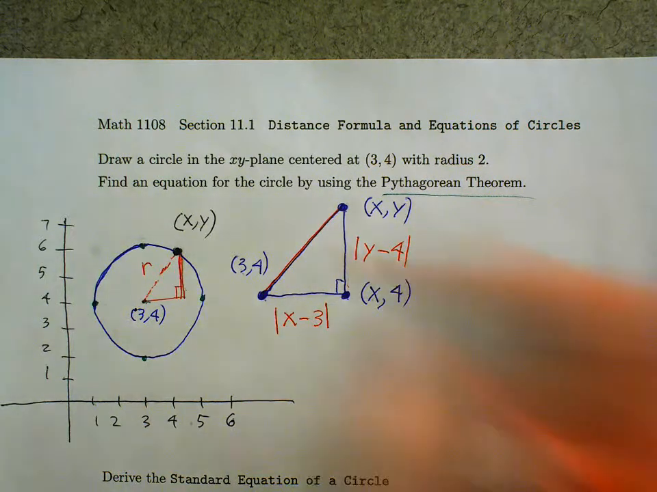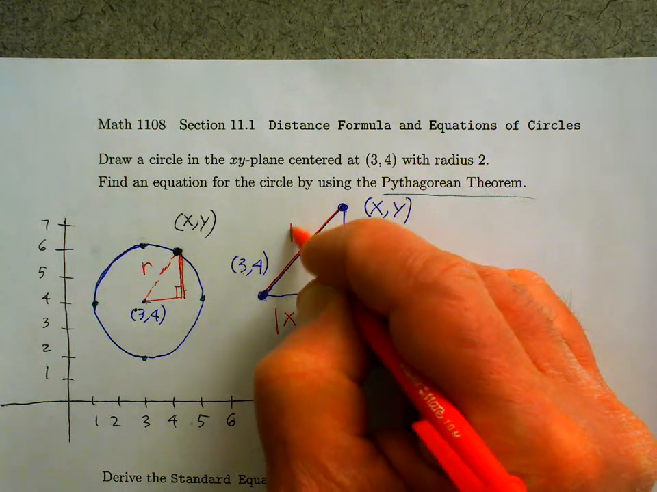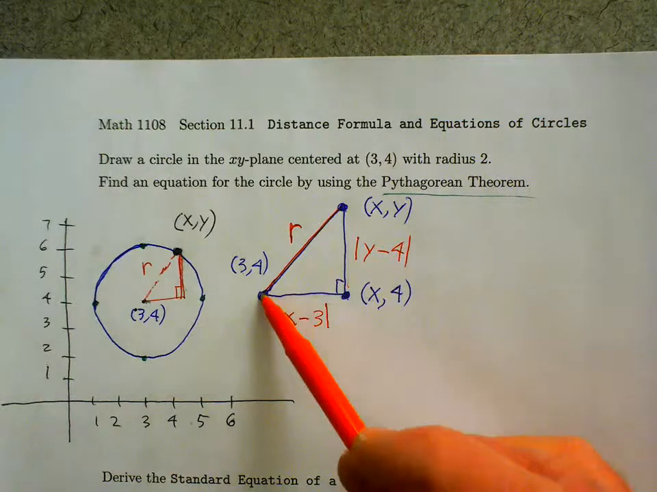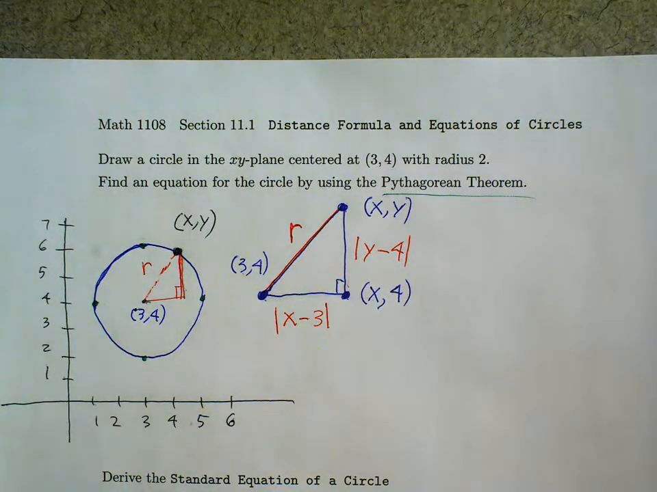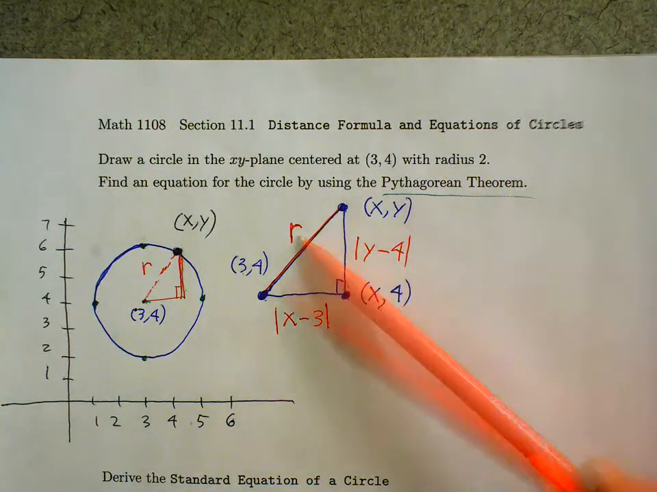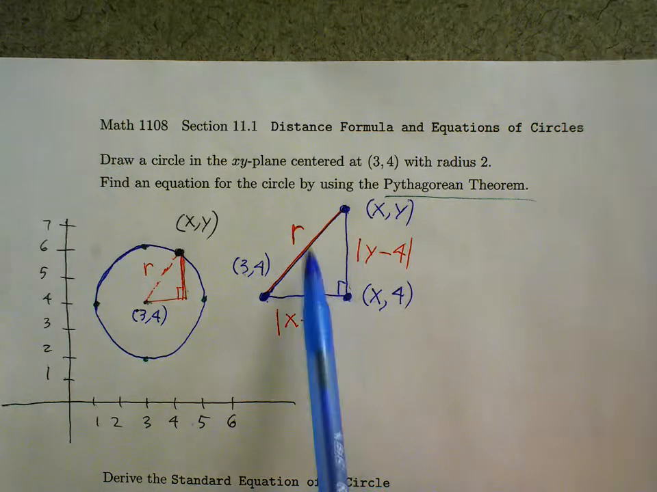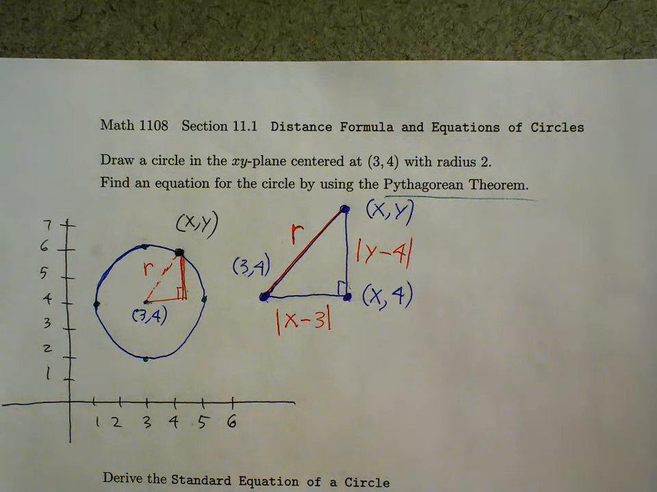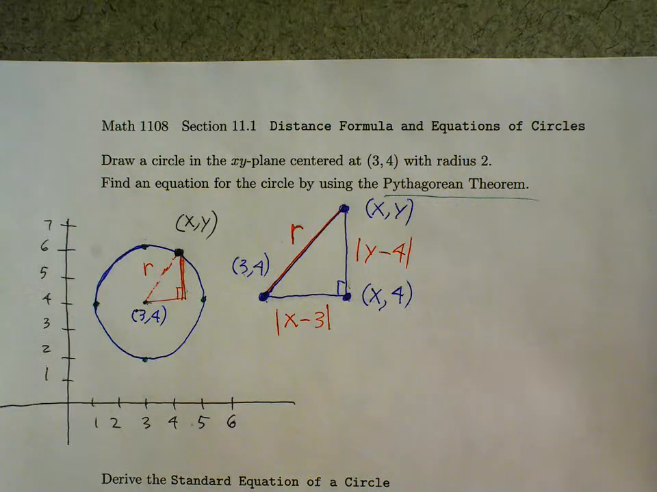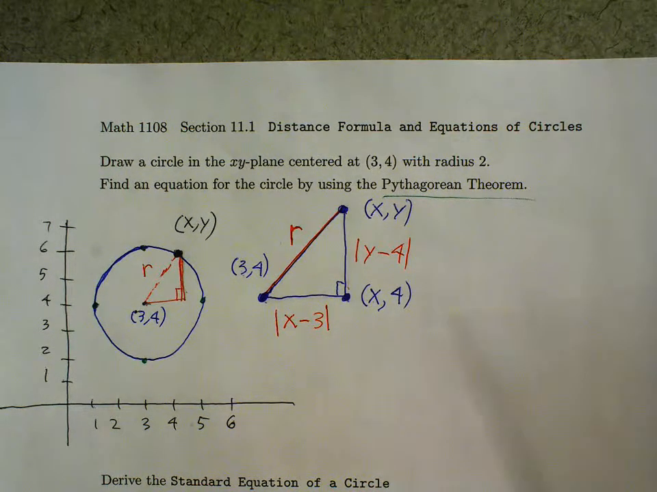And the radius, r, is the distance between those 2 points. It's also the length of the hypotenuse of that right triangle. So we apply the Pythagorean theorem to this right triangle, and that is going to give us the equation for that circle.